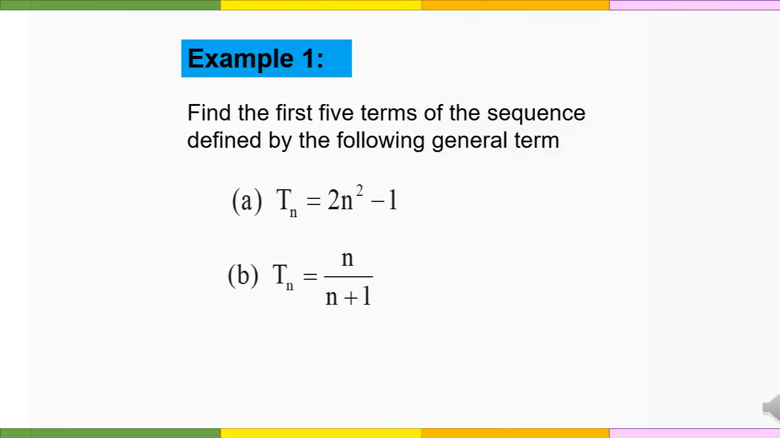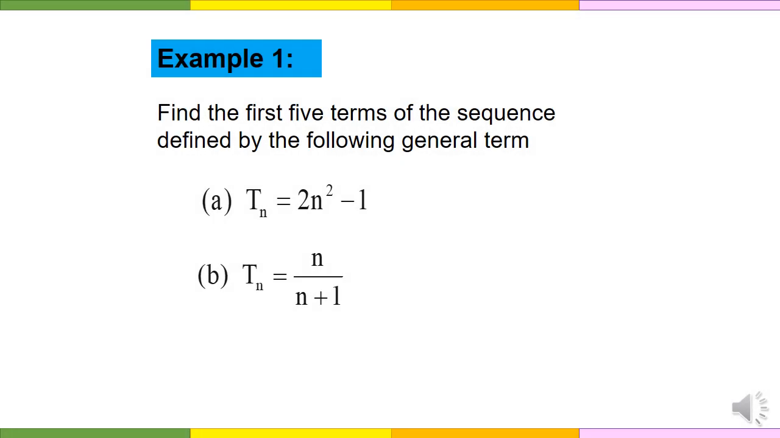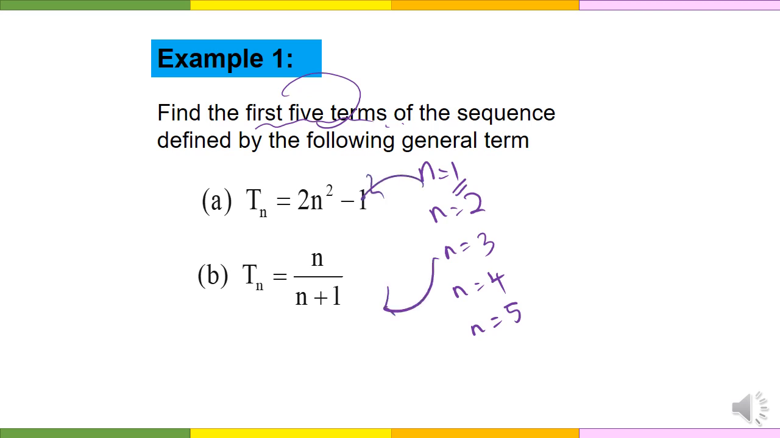Okay, let's do some examples. Find the first 5 terms of the sequence given by the following general terms. If it's the first 5 terms of a sequence, usually we start n with 1 because n is a natural number. So what we need to do is to find the terms when n is equal to 1. So 5 terms means that n equals 2, n equals 3, n equals 4, and n equals 5. So let's just substitute all these values of n into the general form of the questions.